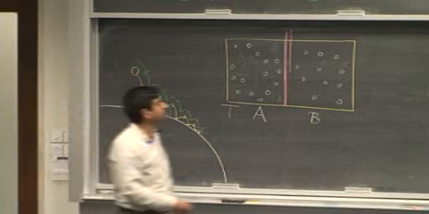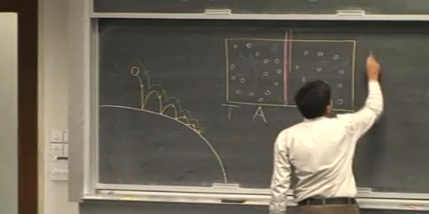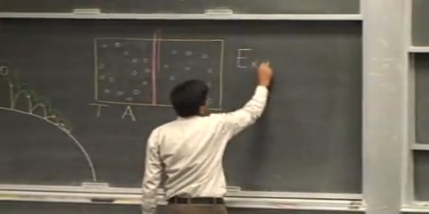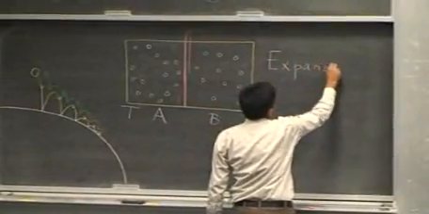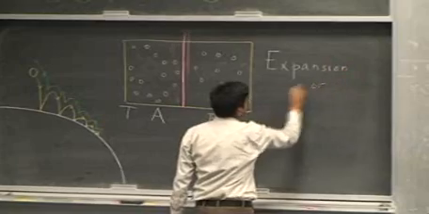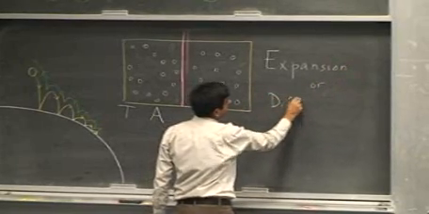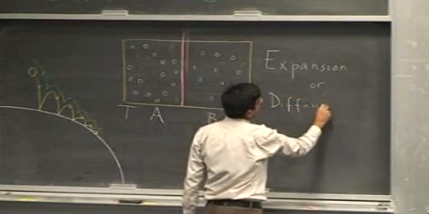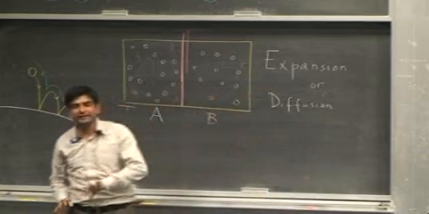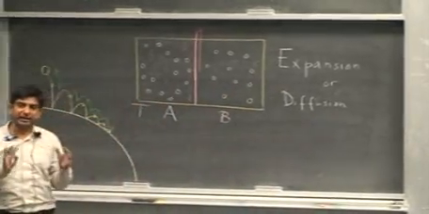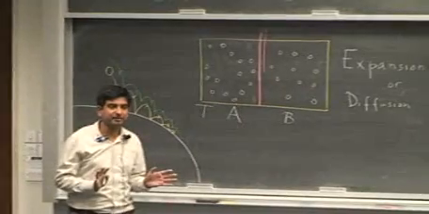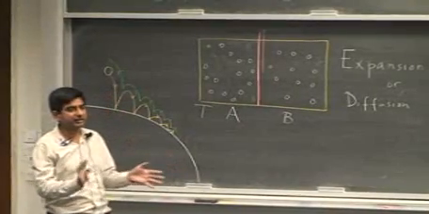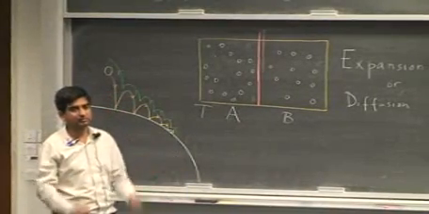So this process of expansion of a gas or diffusion can also be explained in terms of the increase of entropy. Now the energy remains constant, but more space is available for the energy to be spread out.